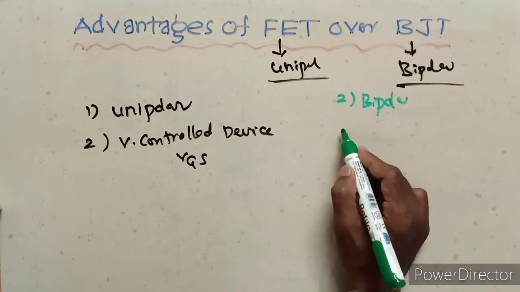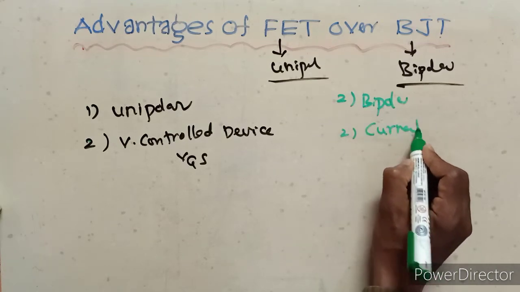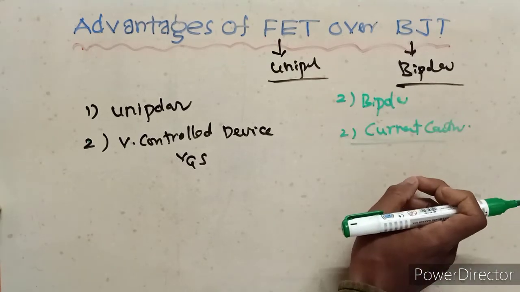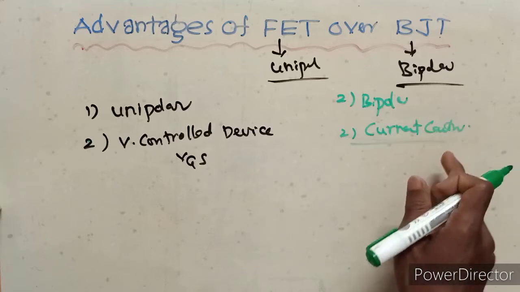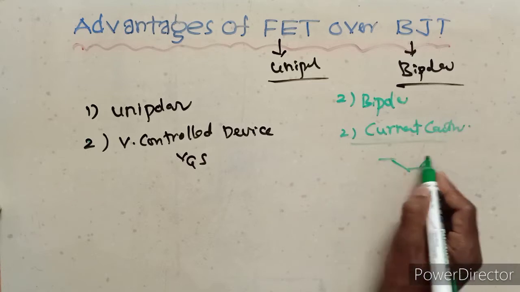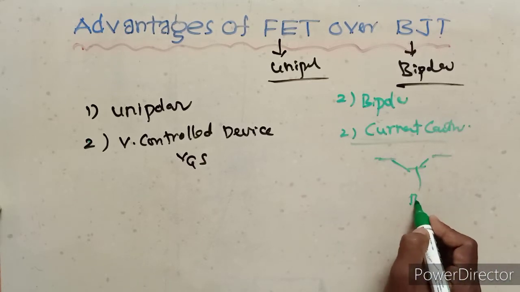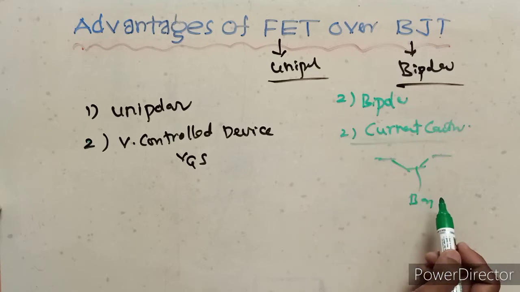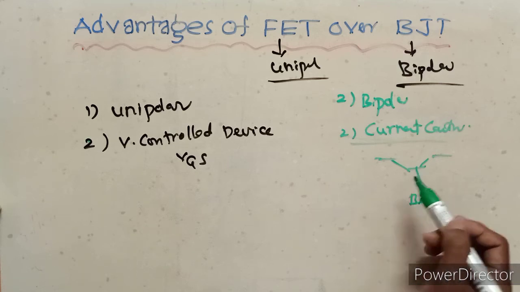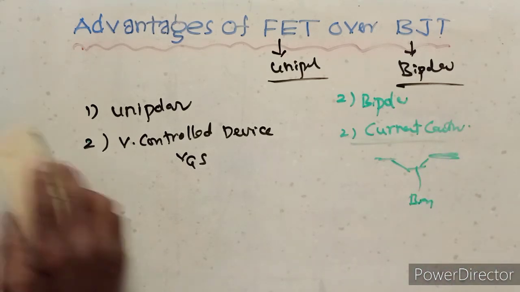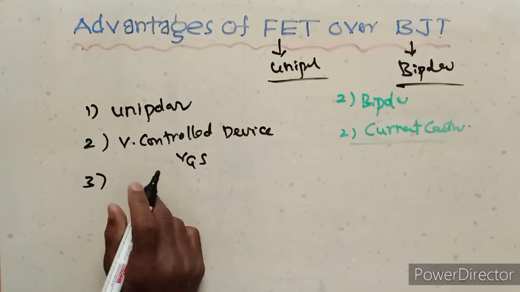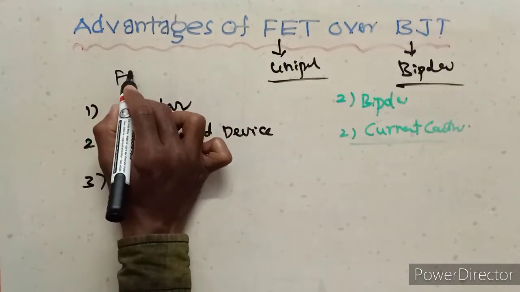So this is the current controlled device. In the input, base current controls the output collector current, CE configuration. Already we know this is the base current. So this is the current controlled device. The input base current controls the output collector current.